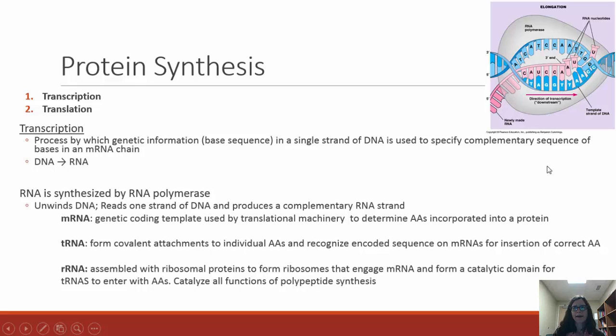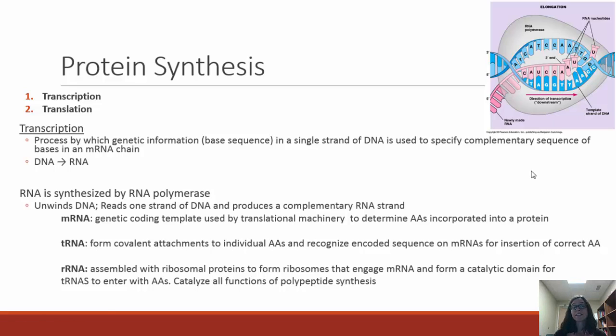So we have 3 different types of RNA. The first is our mRNA, or messenger RNA. And this is a genetic coding template used by the translational machinery to determine the amino acids that are going to be incorporated into a protein. So we're going to go into a lot more detail about this, but basically when we are transcribing the information from the DNA onto our mRNA, then the mRNA will use this information to build a protein.